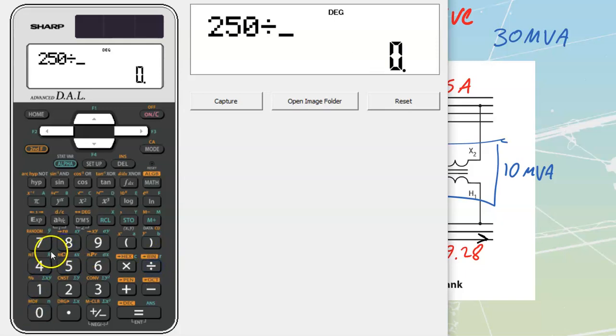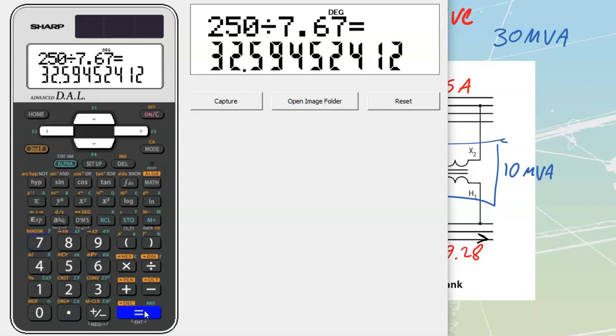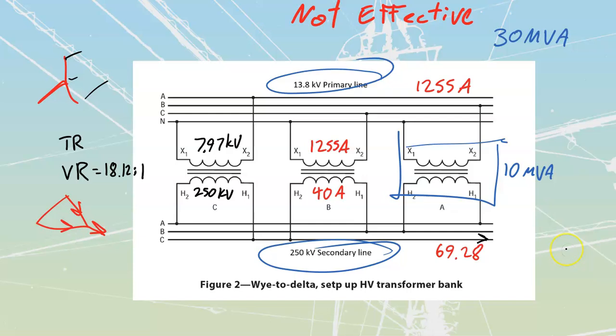250K divided by 7.67K, which gets me to a value of 32.6. So I see I have to have a much larger turns ratio, 32.6 to 1.